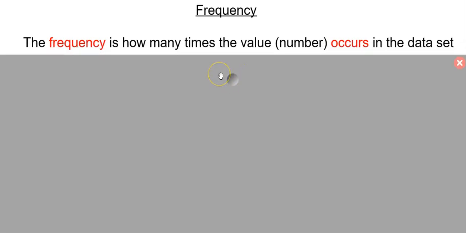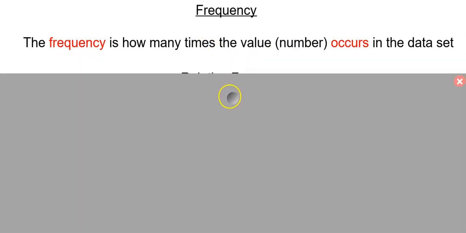So frequency is how many times the value or the number occurs in the data set. So you're filling in frequency and filling in occurs. It's your number of times. You're going to count how many times there are.